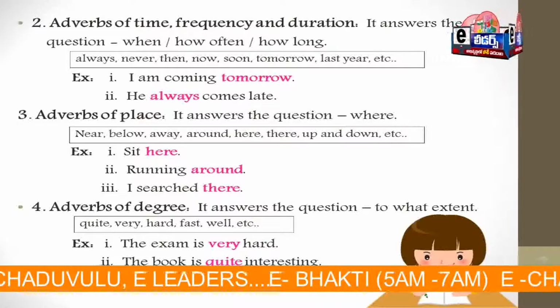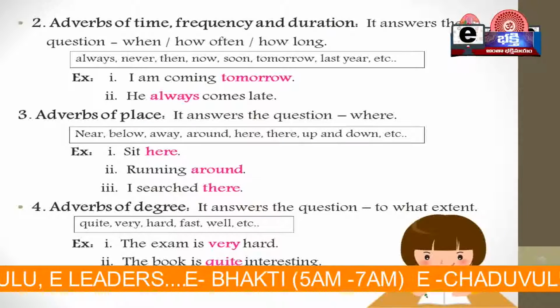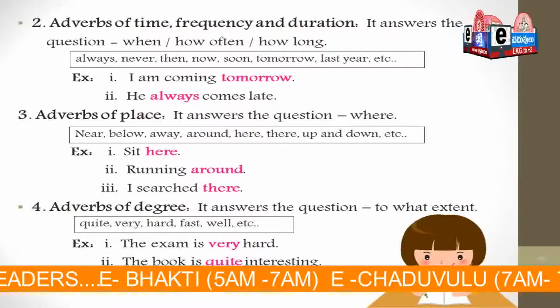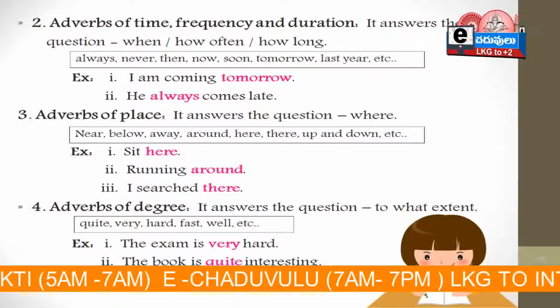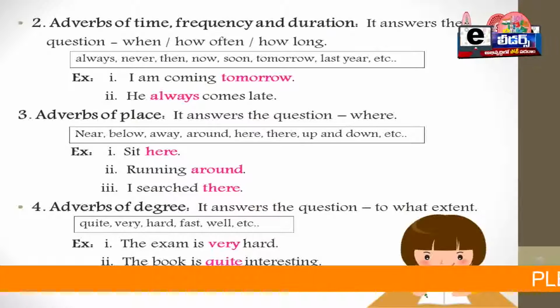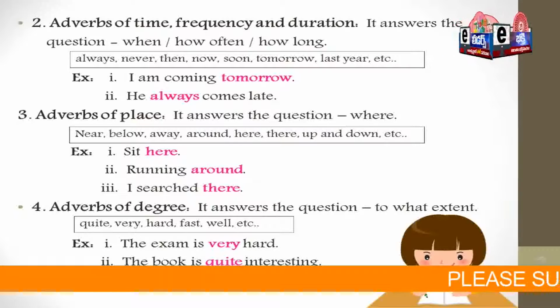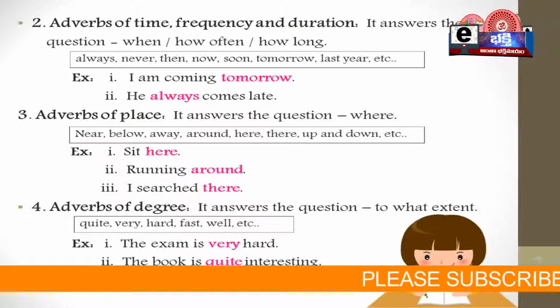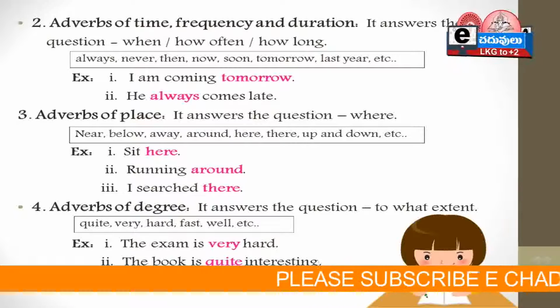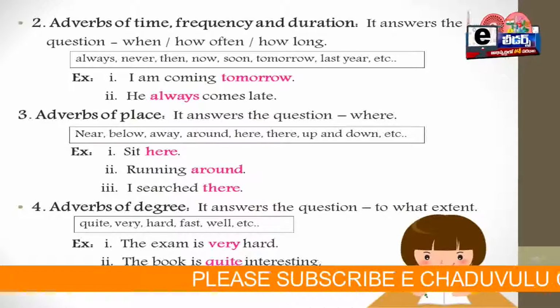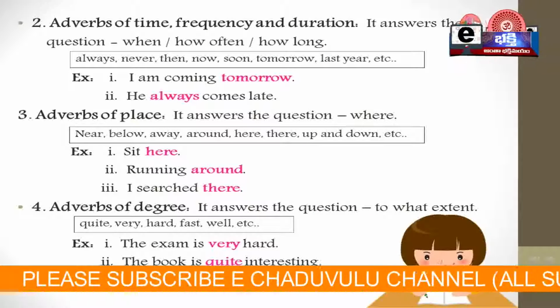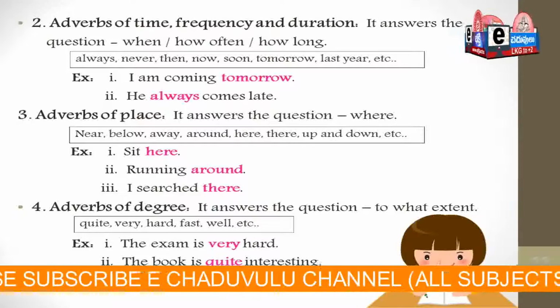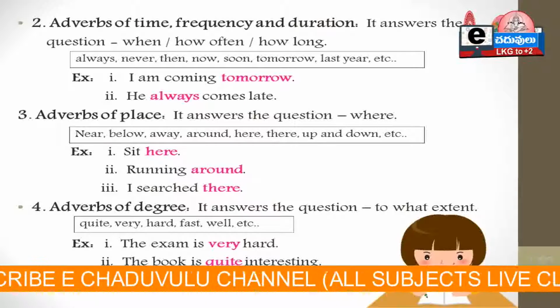Now let us see the sentences. Sit here, running around, I searched there. So all these adverbs tell us where the action is taking place. Now adverbs of degree. This answers the question to what extent the action is taking place. The examples are quite, very, hard, fast, well, etc.